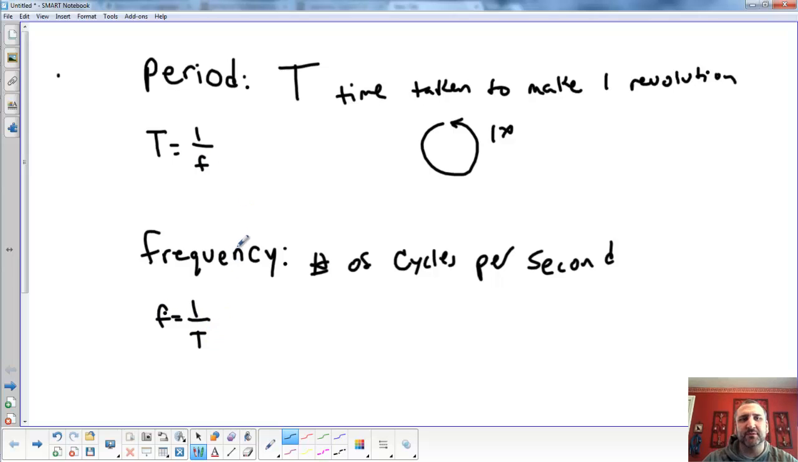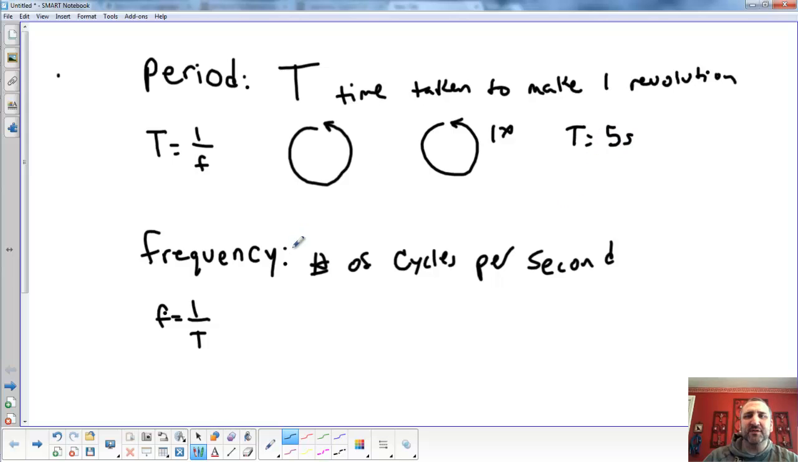They're reciprocals. And this is where it gets a little bit nebulous when you try and think about this. But let's say we have an object that goes around very, very slowly. So let's say it takes 5 seconds for an object to make a full circle. So 1 Mississippi, 2 Mississippi, 3 Mississippi, 4 Mississippi, 5 Mississippi. And at the end of those 5 seconds, we made one complete circle. So the period here, the time taken to make one revolution, would be 5 seconds.